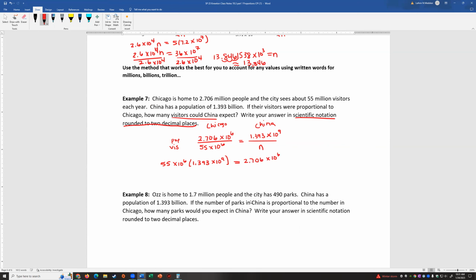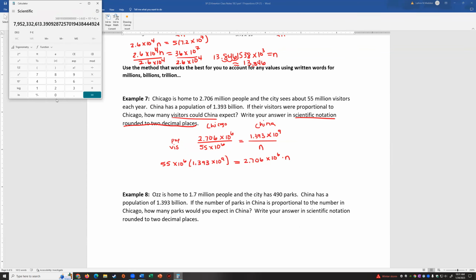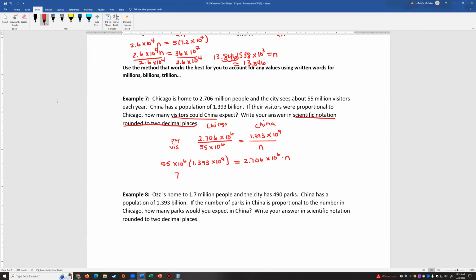Times 10 to the 6th times n. So remember, when we multiply two scientific numbers, we multiply the numbers out front together. So 55 times 1.393, that's 76.615. And then we add the exponents, remember, when we're multiplying the numbers together. So that's going to be times 10 to the 15th.